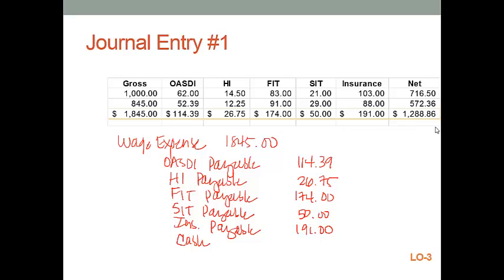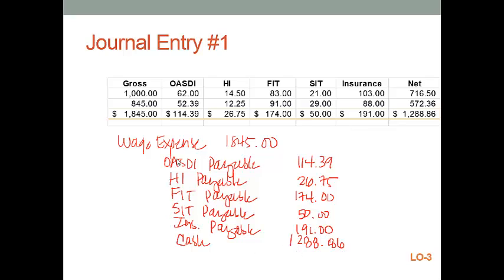I've already calculated that too. My net pay is $1288.86. And this could be wages payable instead of cash if you're not paying cash on the day that you're recording this journal entry. Say you're going to pay it tomorrow, and therefore you'd have wages payable credited here, and then tomorrow when you actually pay the cash out, then you would debit your wages payable and credit your cash to actually pay out the cash to your employees.